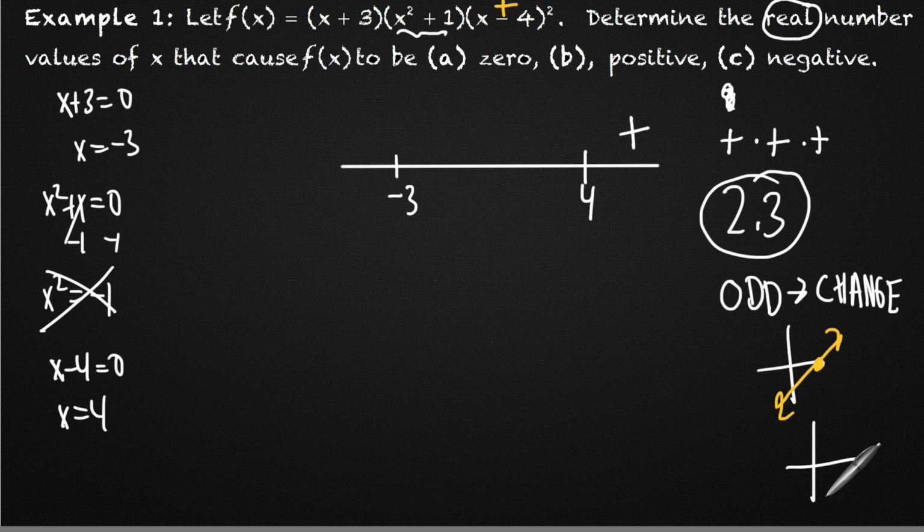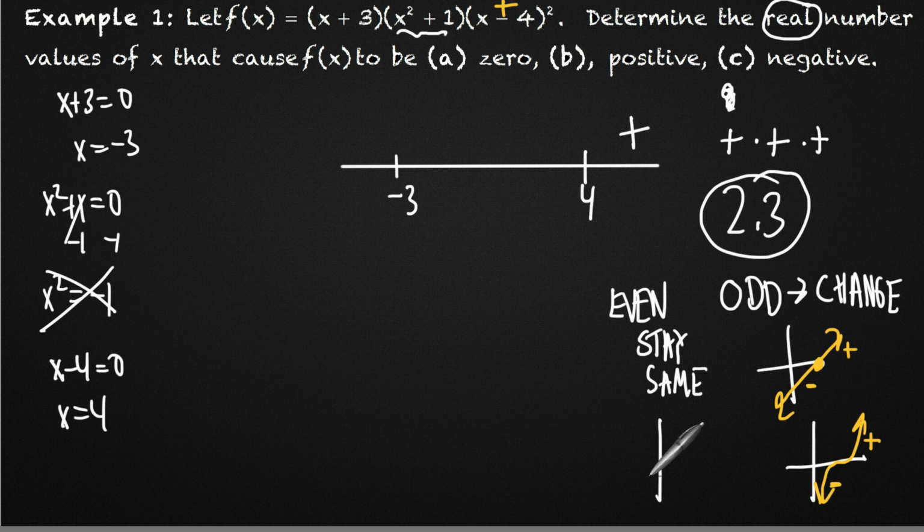And so that would maybe look something like this. But it also goes through. So it goes from negative to positive. Negative to positive. Now, even functions are going to stay the same. So the signs are going to stay the same. Think of it as a parabola, just like we did in 2.3.